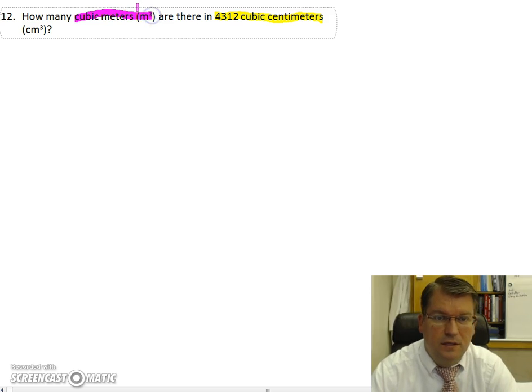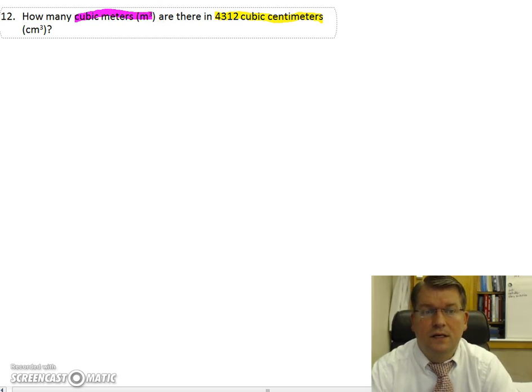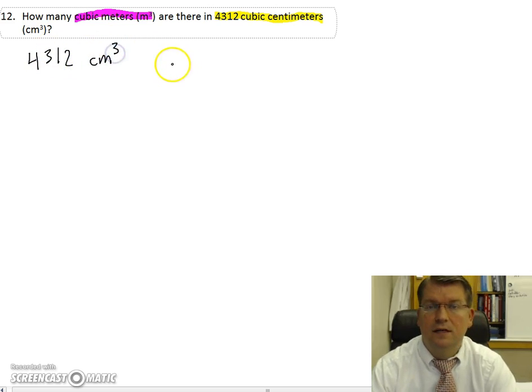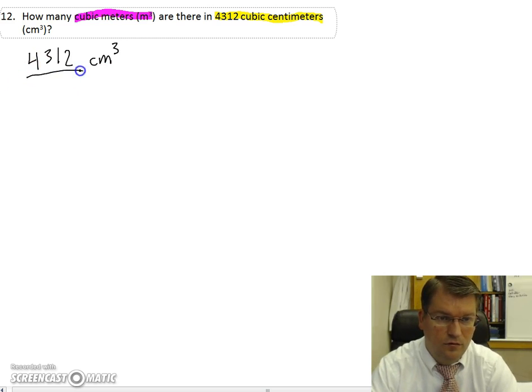Okay? So there's a little extra step that we're going to need to take here to be able to do this problem properly. So we put 4,312 cubic centimeters, so this is how we indicate that, over 1.